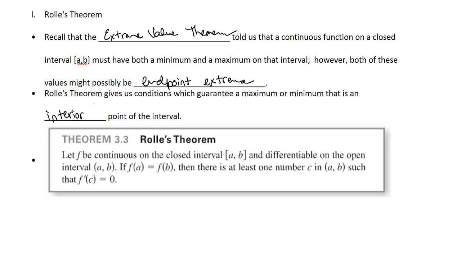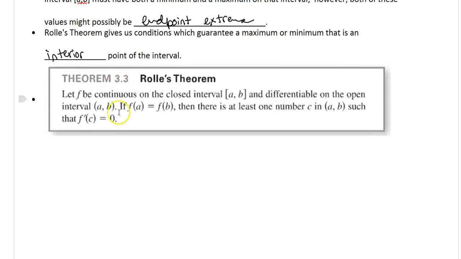So Rolle's theorem is going to give us conditions which guarantee a maximum or minimum that is an interior point of the interval. So Rolle's theorem says the following. It says if we let f be continuous on the closed interval from a to b and differentiable on the open interval from a to b, if f of a equals f of b, then there is at least one number c in the interval from a to b such that f prime of c is equal to 0.